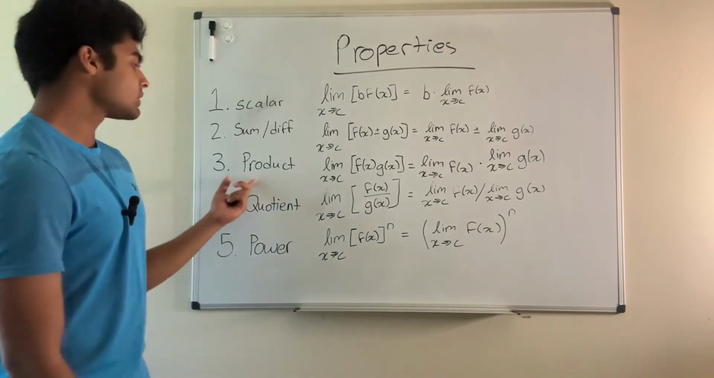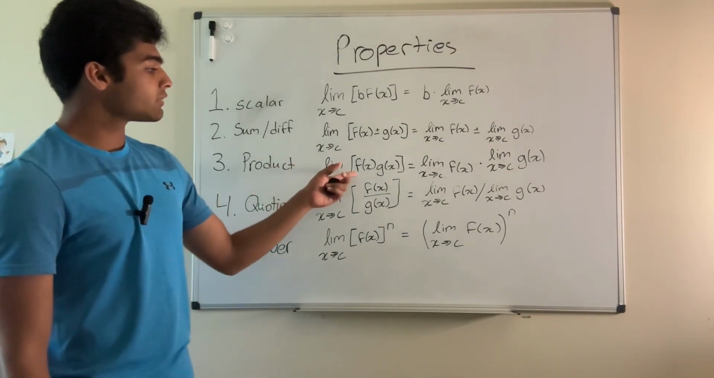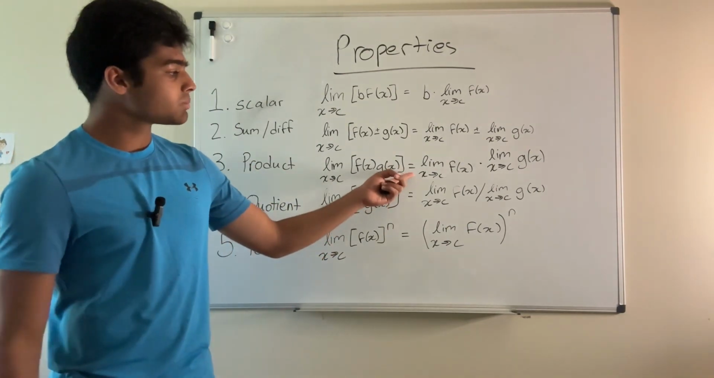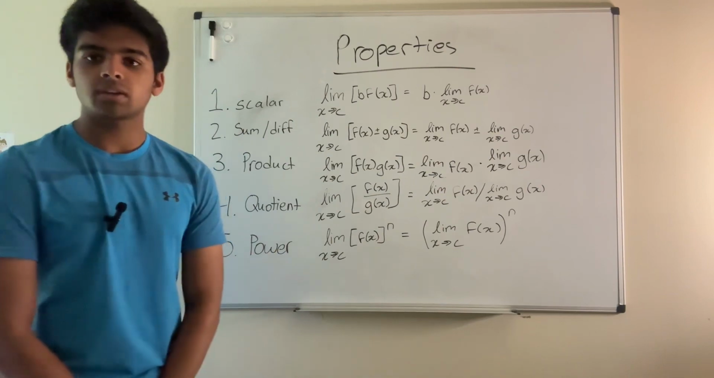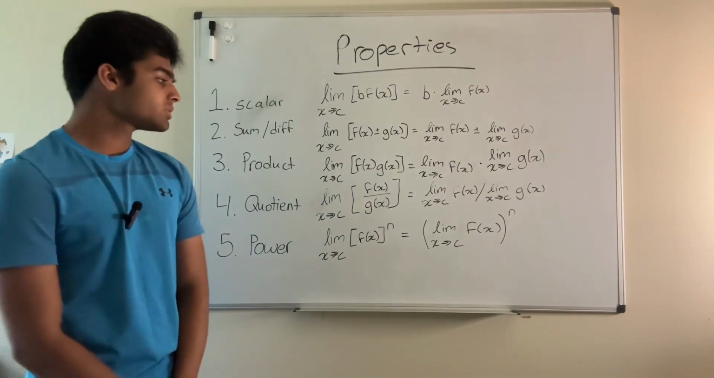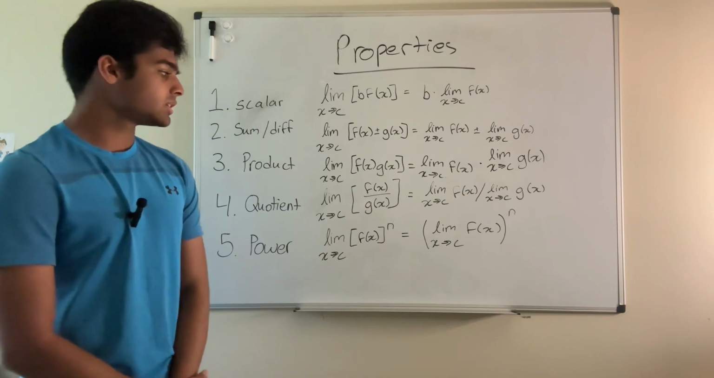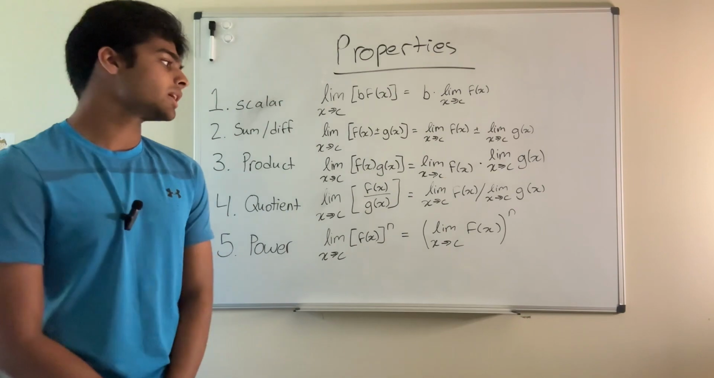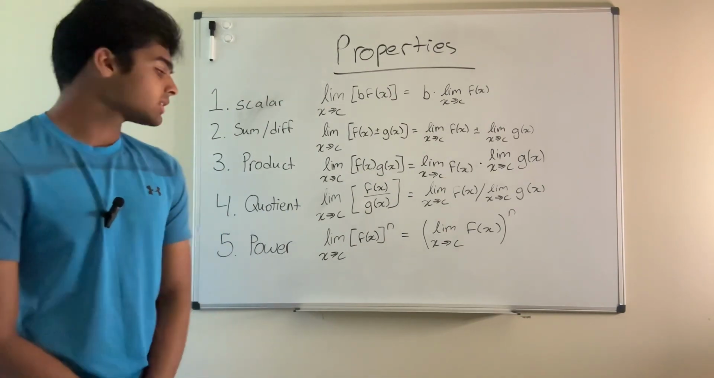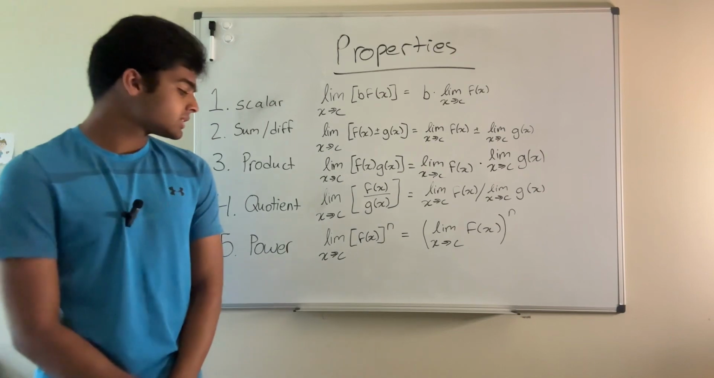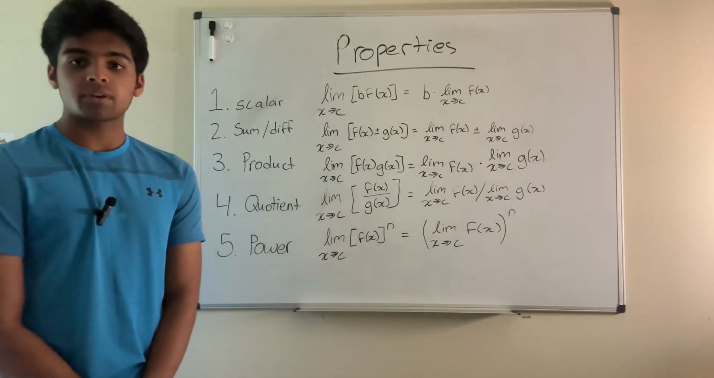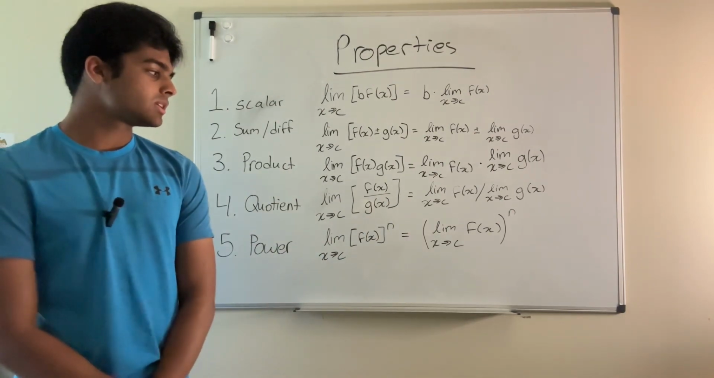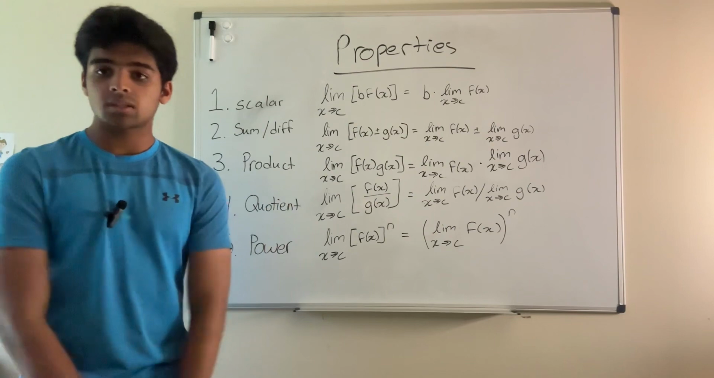Also in the product property, if f of x and g of x are multiplied within the limit, you can just multiply the limit of f of x times the limit of g of x and get the same answer. Same thing with quotient. The limit as x approaches c of f of x over g of x equals the limit as x approaches c of f of x divided by the limit as x approaches c of g of x. And finally, we have the power property, which says the limit as x approaches c of f of x to the power of some number n equals the limit as x approaches c of f of x, and all of that to the power of n.